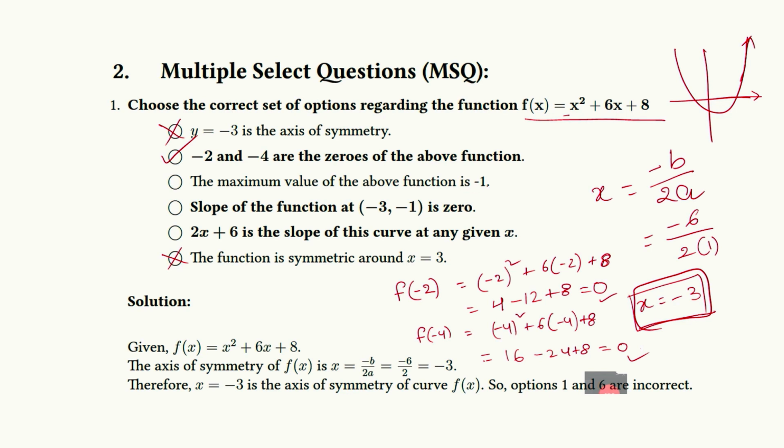Also, there are zeros. So 0 is greater than minus 1. So from that also we can neglect this. We can say that this option is incorrect.